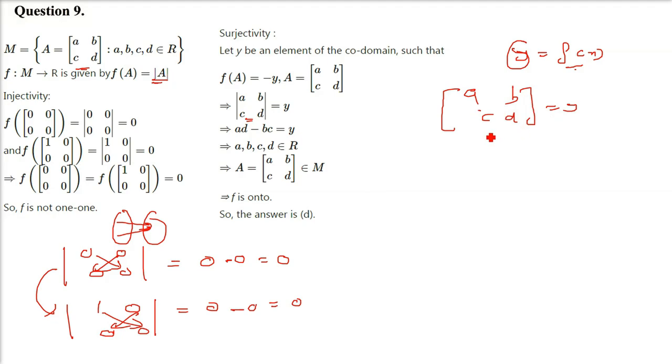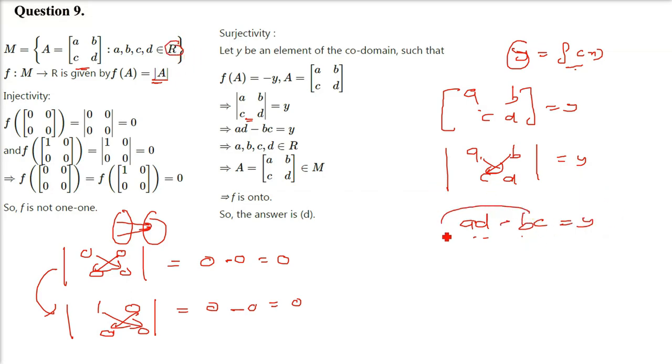Now let us multiply it, meaning take the determinant. ABCD equals y. So a into d, as I just told you earlier, a into d minus b into c equals y. Now what do you see here? A, B, C, D are real numbers, so you'll get a proper value. Means for every value of a, d, b, c, you'll get a proper value of y, or you can say for every y, you have a proper value on the left hand side. So you get onto. It is not 1, 1, but it is onto. The answer is D.